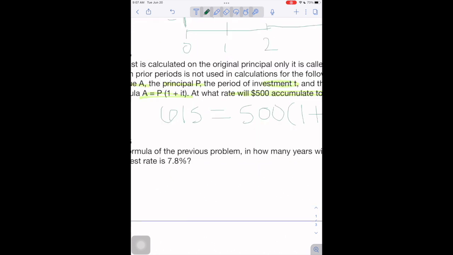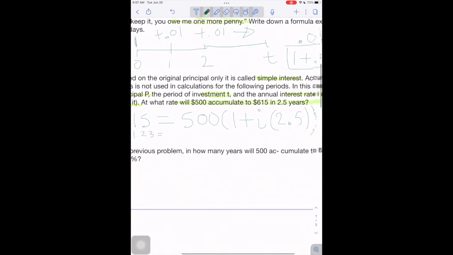615 is our future value and 500 is our present value that we are accumulating. Simple interest, we're going to divide over the 500, subtract the 1, and now divide 0.23 by 2.5, and we get I equal to 0.092.